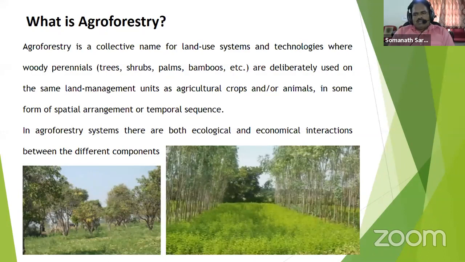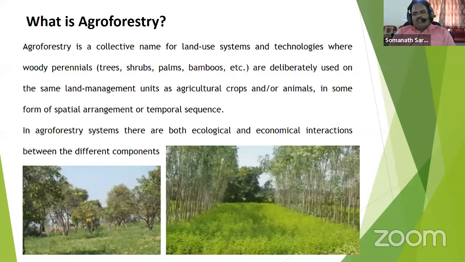Spatial means there should be division by space for these components of agroforestry, such as tree species and agriculture crops. Their spatial arrangement is there, and temporal means a time-oriented arrangement or sequence. In such agroforestry systems, there should be ecological and economic interaction between these different components. Ecological interaction means uptake of nutrients from the soil. There should be competition. There is a negative interaction between tree species and agriculture crops here. It is an ecological interaction.